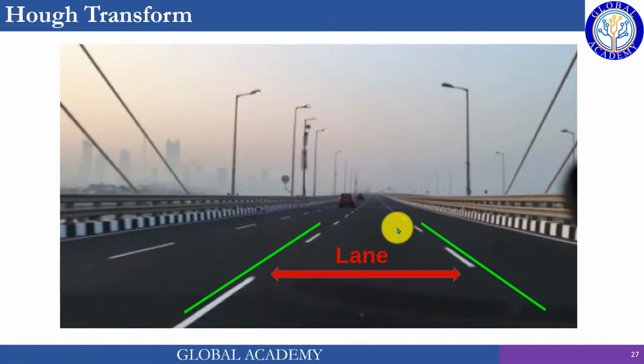So the basic algorithm is Canny detector. First you have to apply Canny detector to enhance edges, then use Hough transform.